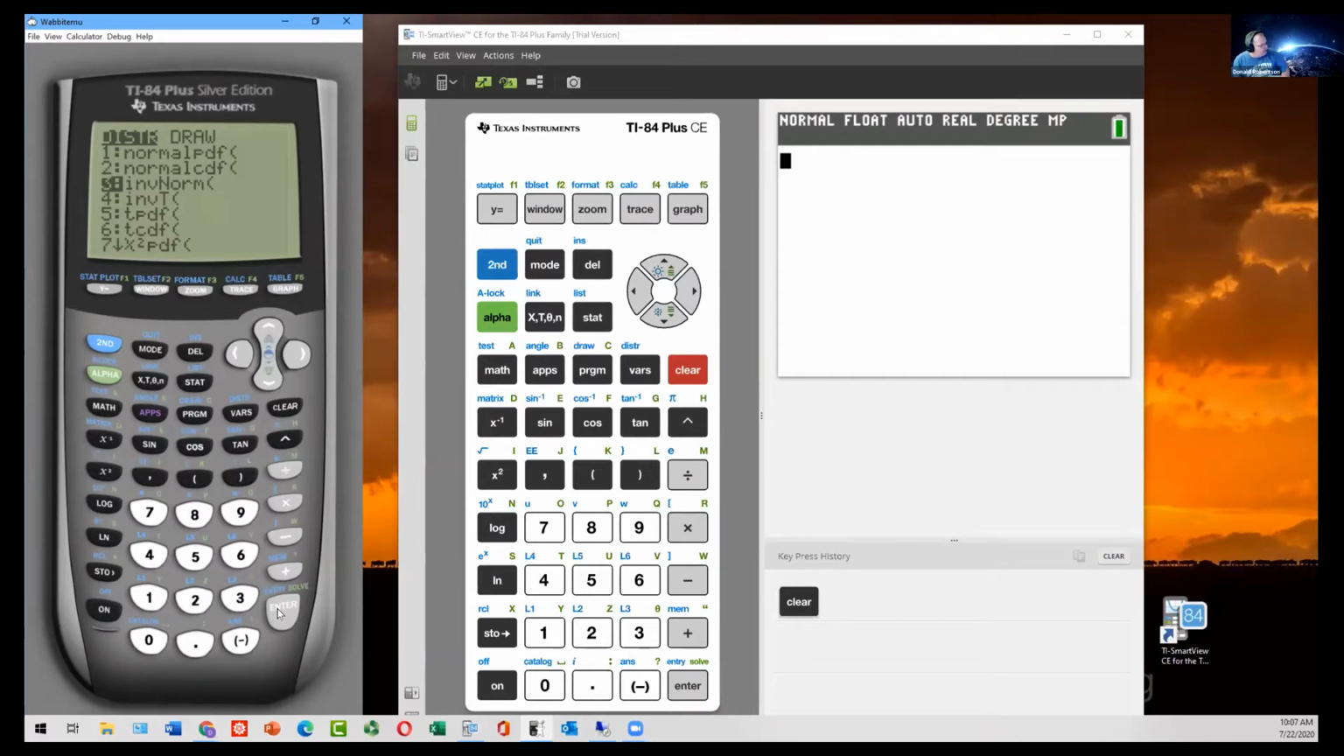And all you're hitting is second or yellow, whatever color your button is, vars. So you're hitting this button second and this button here vars. Is that what you're hitting? Now I'm there. Okay. Now you do the little cursor thing up and down, right? Although you can actually type in 3 and it'll do the same job.